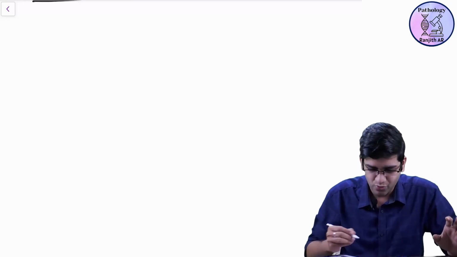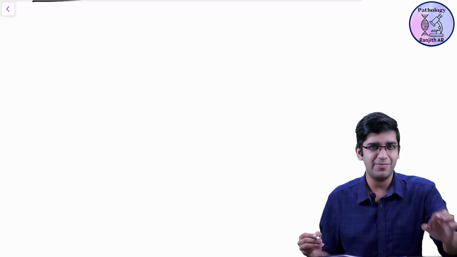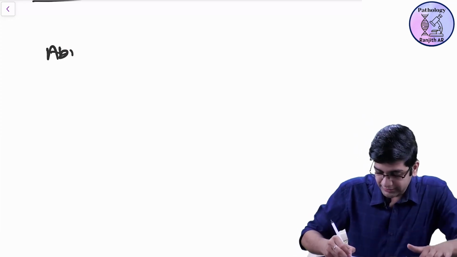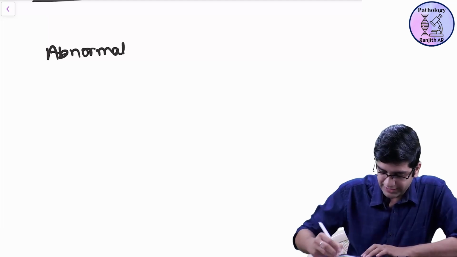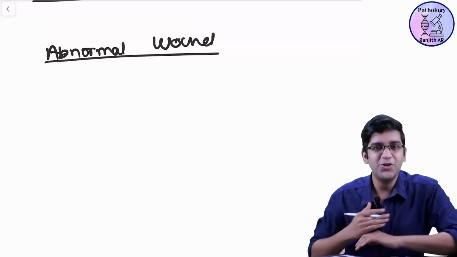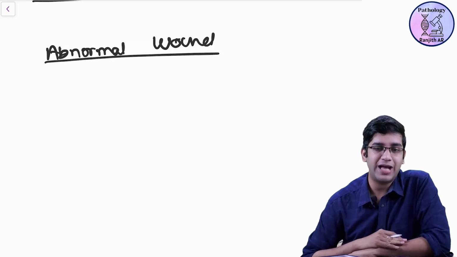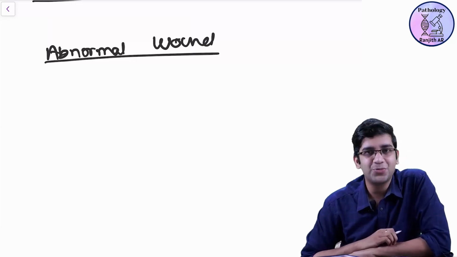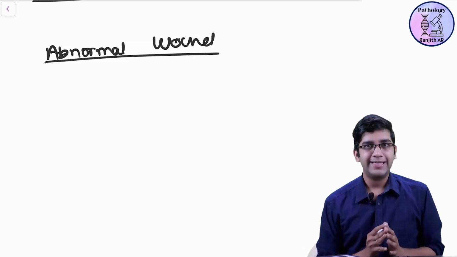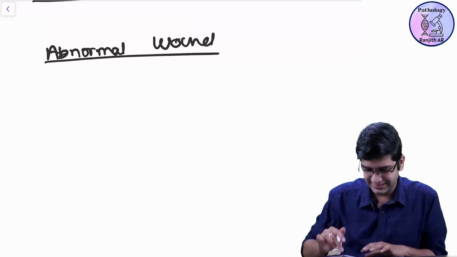Clear? Just imagination. Imagination is the best thing you've got, and I want you to harness each and every bit of it. Now, we'll go to the biggest topic, abnormal wound healing. We know about normal. Obviously, next we're going to talk about abnormality, because we are into pathology. We are not into physiology, right? So, what all abnormalities can cause abnormal wound healing? We'll go to the simplest thing.